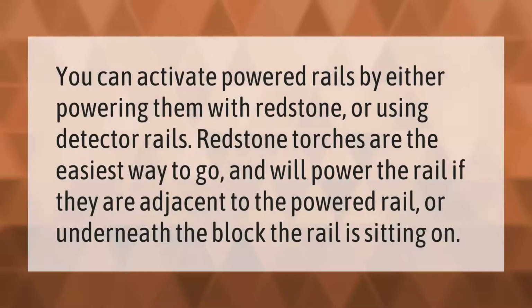You can activate powered rails by either powering them with redstone, or using detector rails. Redstone torches are the easiest way to go, and will power the rail if they are adjacent to the powered rail, or underneath the block the rail is sitting on.